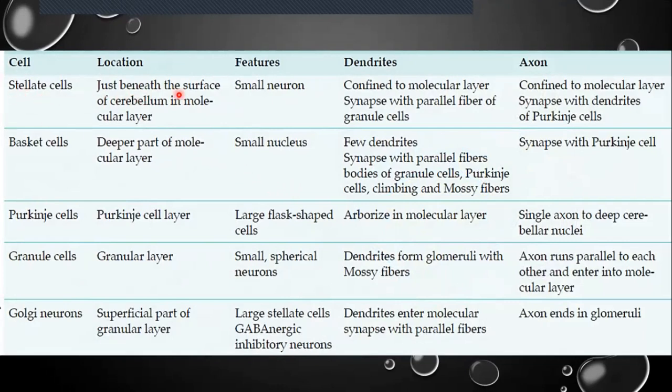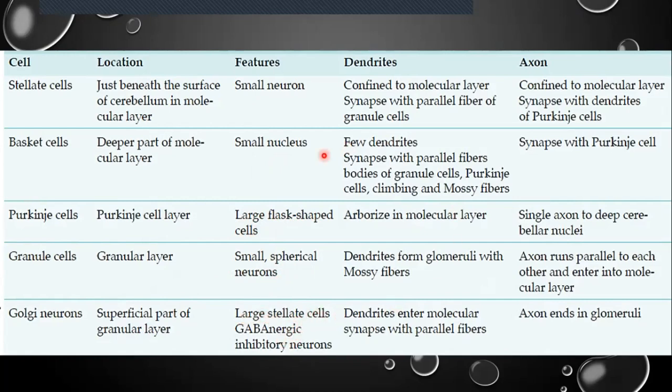We have the cells and where they are found. Stellate cells are found in the outer molecular layer, the superficial part, then basket cells in the deeper part of the outer molecular layer, then Purkinje cells in the Purkinje cell layer, granule cells in the granular layer, Golgi cells in the superficial part of the granular layer. How will you identify them? The stellate is a small neuron, the basket has a small nucleus, Purkinje cells are large flask-shaped cells, granule cells are small spherical neurons, and Golgi cells are large stellate cells.